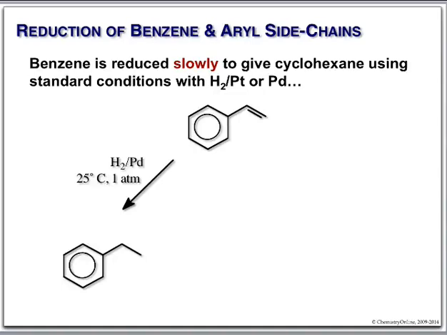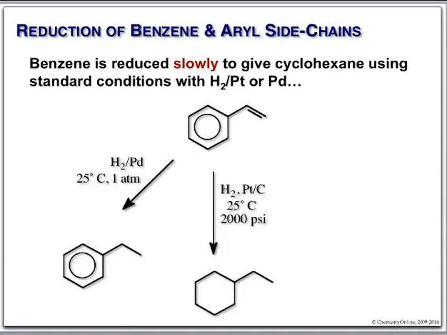To show you the difference here, this reduces in less than an hour. This takes 200 psi, and it takes basically a day for this thing to go. So this is a very, very slow reaction. Here we reduce the double bond quickly, and then very slowly reduce the ring.